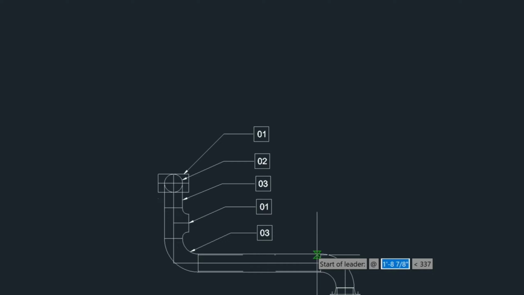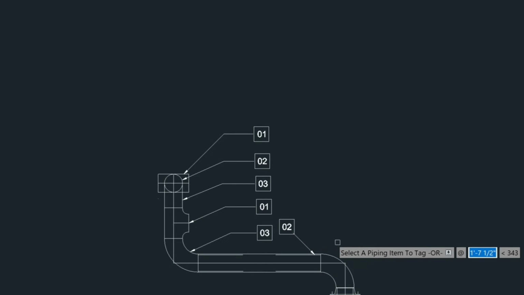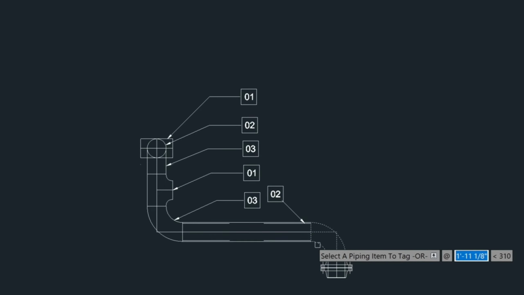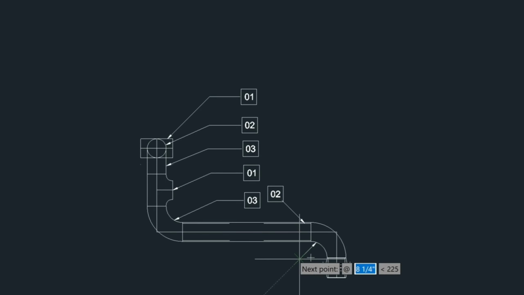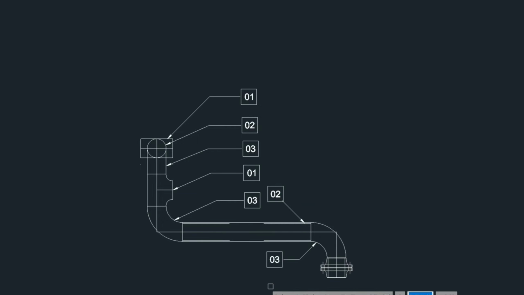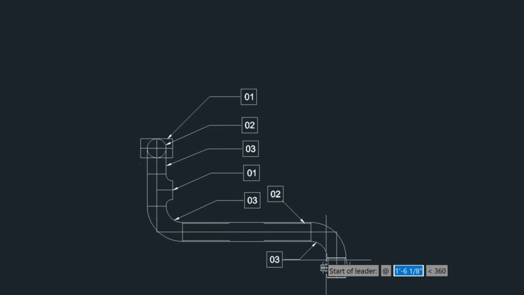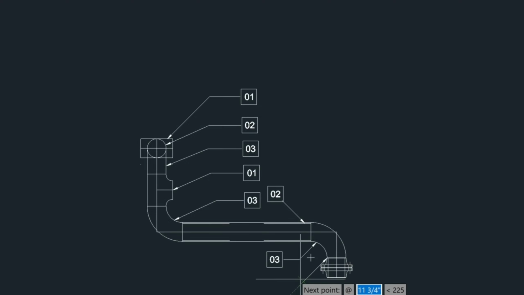So let's select the straight piece here. I'll just press enter. I'll have to adjust that. And then the elbow down here. Right here. And the flange. Now the flanges are a little bit different. We're going to select this one here first. Come down. And then we'll select this one here. Come down this way.